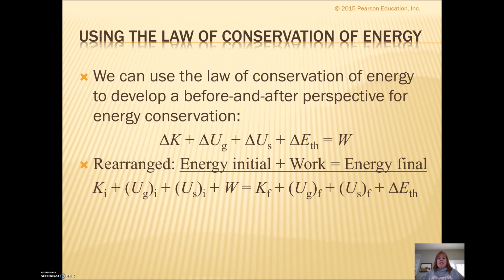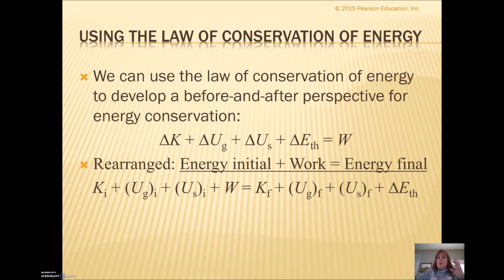So in this unit, we're going to deal with things like kinetic energy, gravitational potential energy, and spring potential energy. Those might be in the initial part of our equation, plus whatever work gets done by whatever external force there is. That's going to equal the final energy of the system, which will be kinetic or gravitational potential or spring potential, whatever's going on at the end, plus possibly some thermal energy.